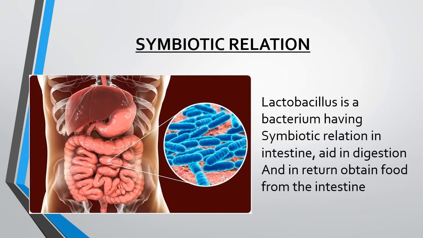Some bacteria which live in our human intestine also have a symbiotic relationship. Can you think how it helps? For example, one such bacterium is lactobacillus. It is present in our intestine. It helps in digestion of food and in return, it gets food from the intestine. This is also one such example of symbiotic relationship.